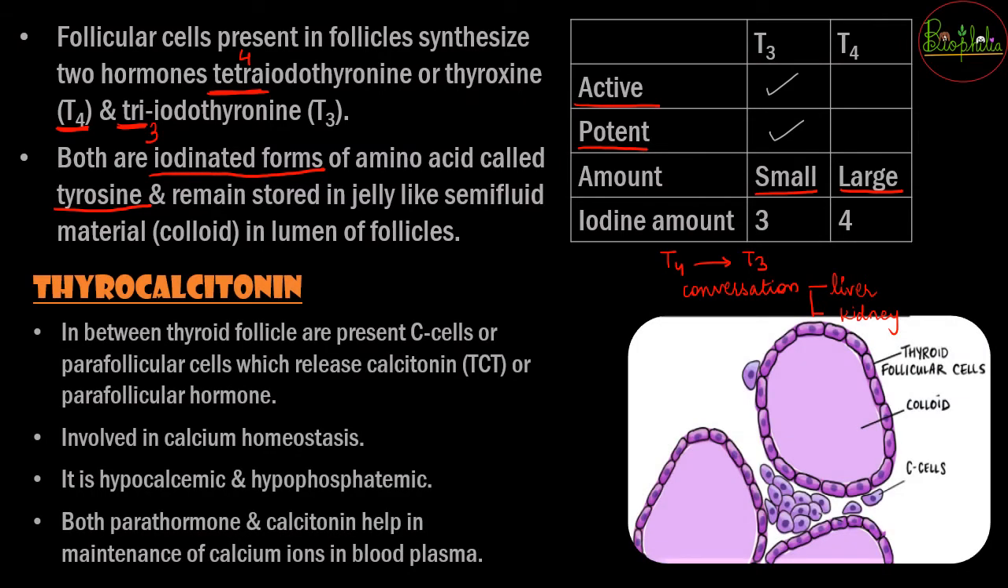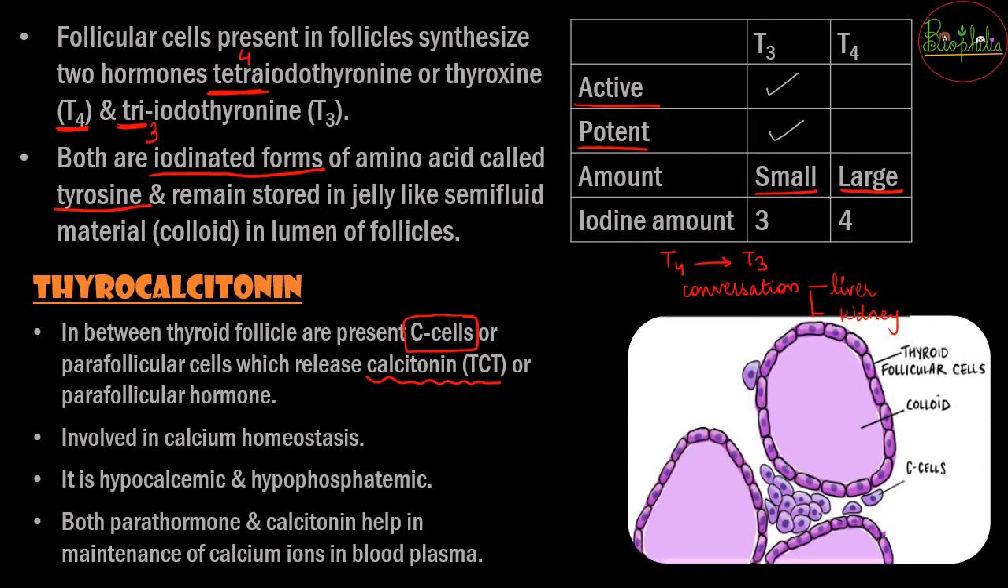The next thing we see is thyrocalcitonin. The follicular cells only secrete two hormones, T3 and T4. Between the thyroid follicles there are C cells. These C cells, or parafollicular cells, release one more hormone, called calcitonin or TCT.